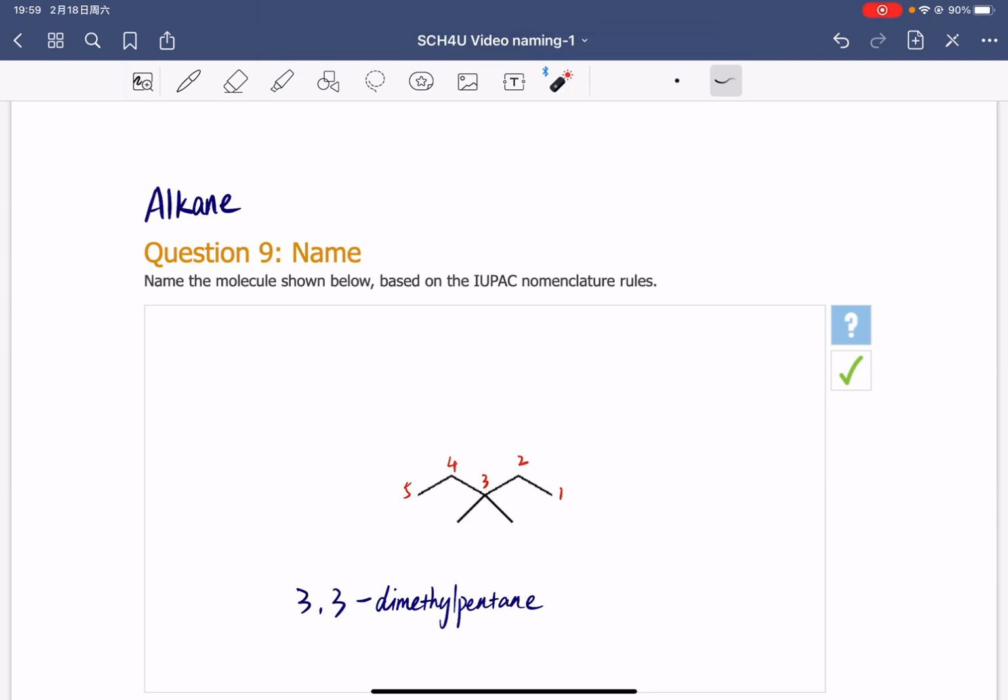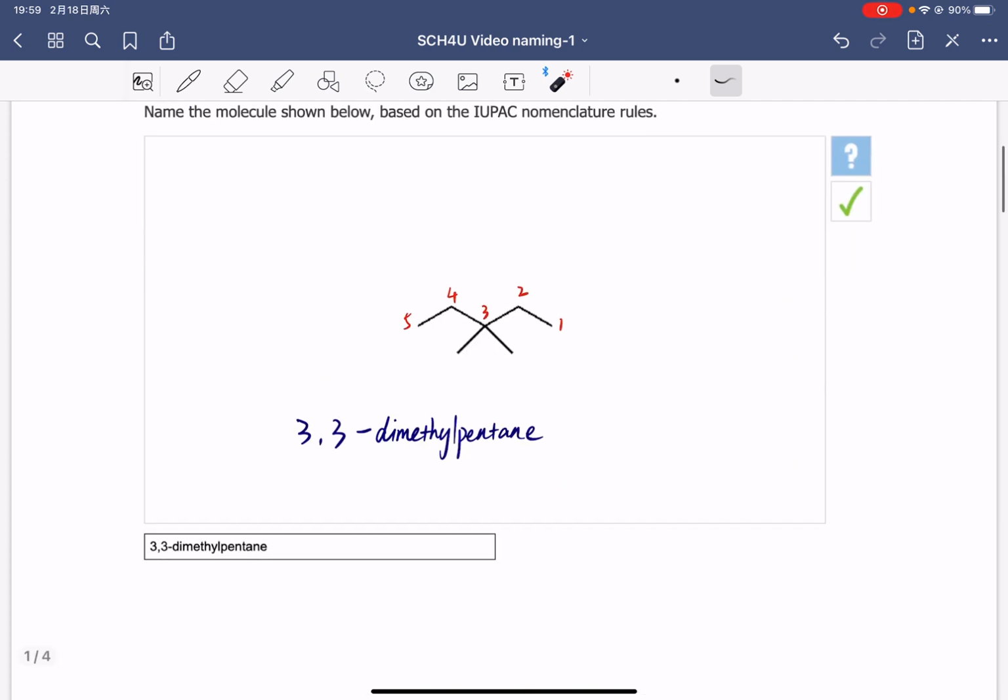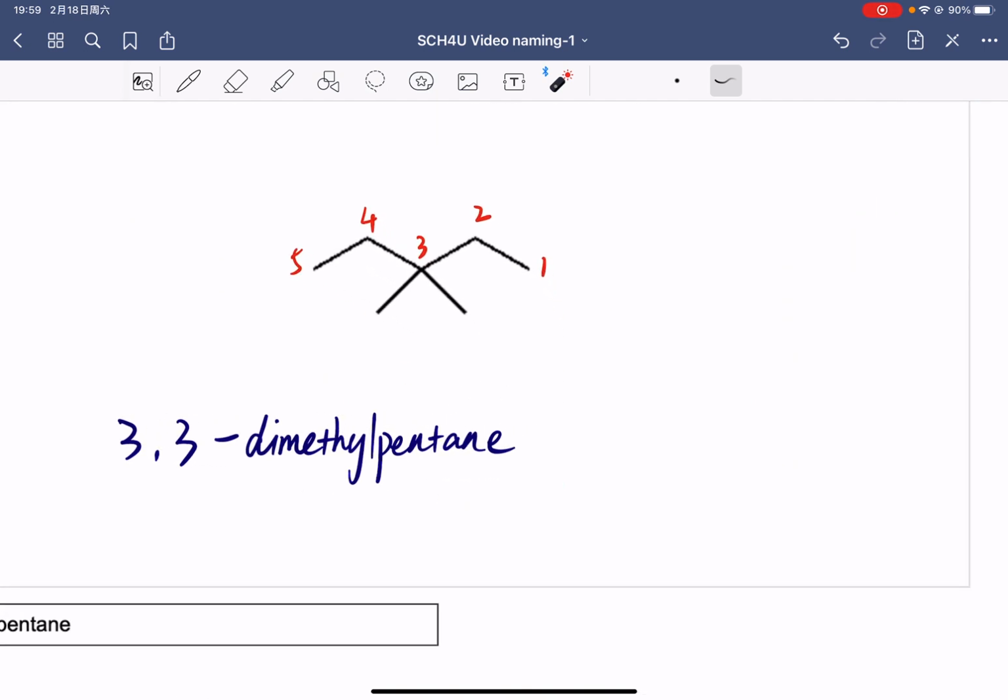So I'm going to do this observation video now. First I'm going to name an alkane. For the first step, I have to find out the main chain, which has the most carbons. So I have to count the carbons. First I'll count this way: 1, 2, 3, 4, 5. It has 5 carbons for this chain.